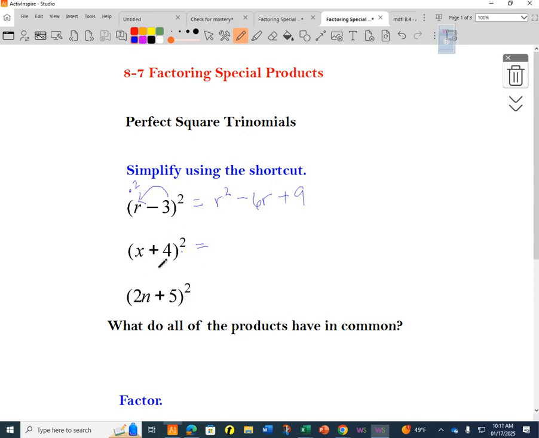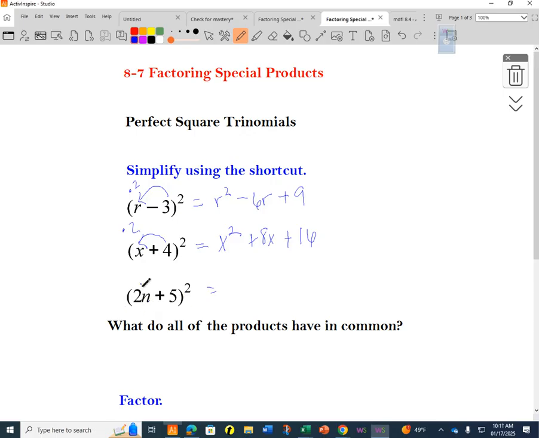If we use the shortcut to square x plus 4, square the first term, multiply the terms, and then multiply by 2. So 4 times x is 4x times 2, 8x. And then square the last term. So 4 squared is 16. It does not matter if it's got an extra number here. We do the same thing.